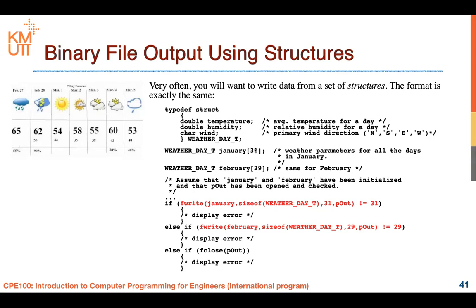Then we want to keep the data for January, only 31 days. For February it will be different, 29 days for example. So in this way, we have to write the data in different numbers of days. So we can use fwrite January, size of weather day, 31 and pout. This is where we write the array of weather data for 31 days.